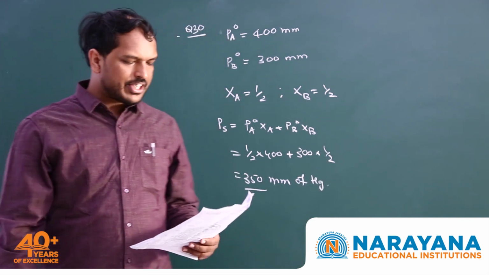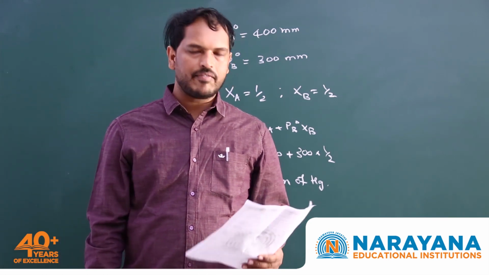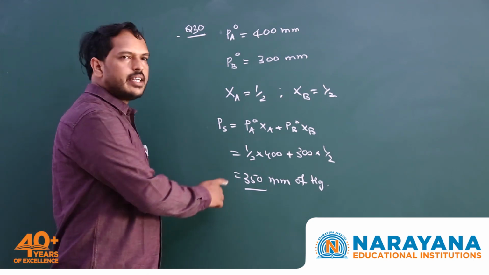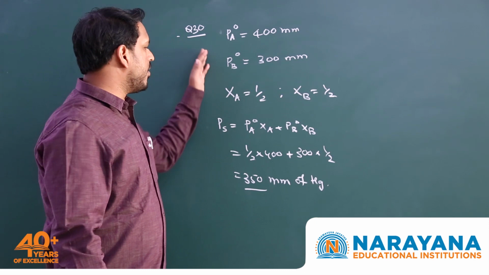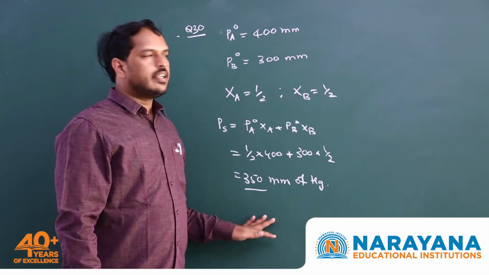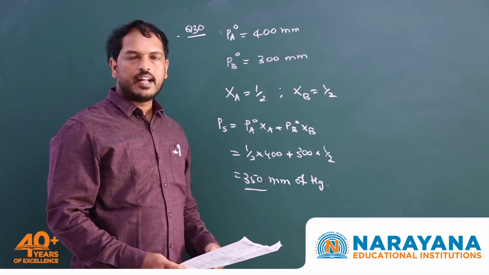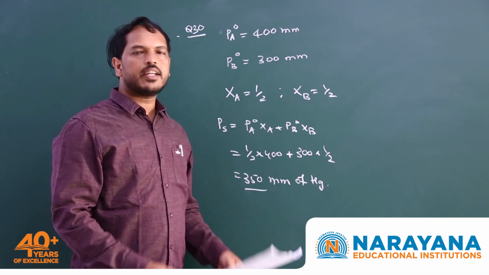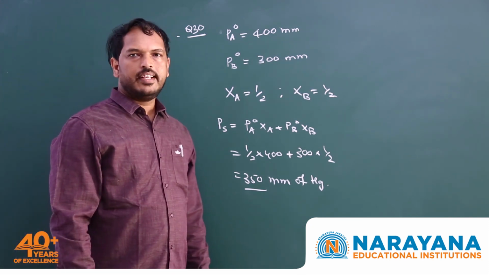Here in the question also, the total vapor pressure is given as 350 millimeters of mercury. The experimental vapor pressure is 350, and the calculated is also 350. Hence it is following Raoult's law. If any solution follows Raoult's law, we say that it is an ideal solution. Hence in option D it is given that it is following Raoult's law. So D is the correct option. Now let us move to the next question.